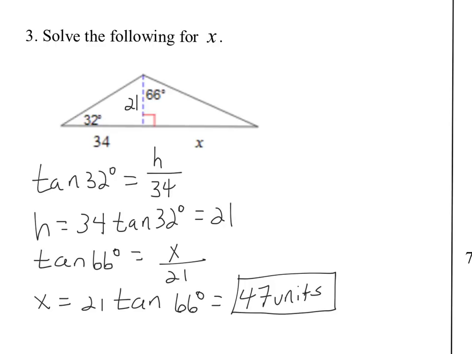All right, so you can see here that we've used tangent again, because if I look at this angle right here, 66, this is the side opposite. The 21 would be the side adjacent, and again I can use tangent. So I said tangent of 66 degrees equals side opposite, which is my x, over side adjacent, which is 21. So I cross multiply and I get that 21 times tangent of 66 degrees is 47 units. So x equals 47 units.